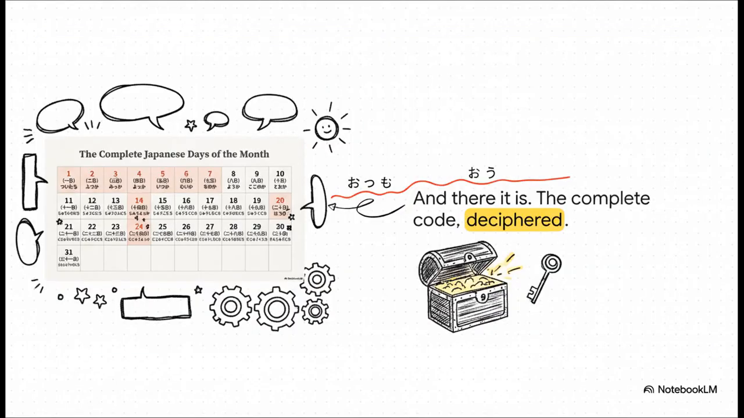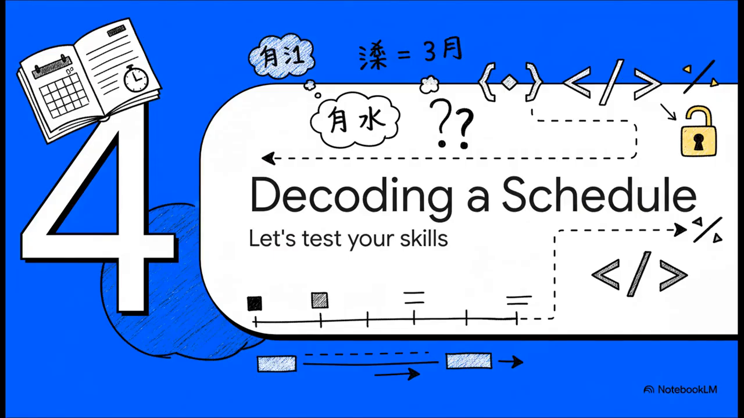And voila, there it is. The entire system laid out right in front of you. You can see all the special days highlighted. You can officially read an entire month on a Japanese calendar. The code is cracked. Okay, knowing a theory is great, but let's put it into practice, right?